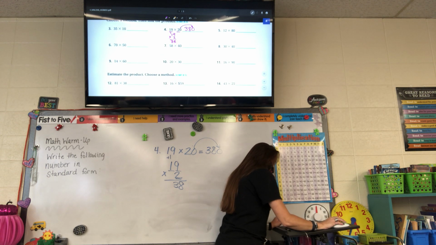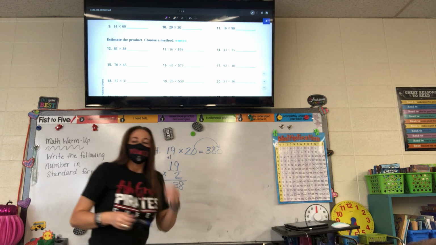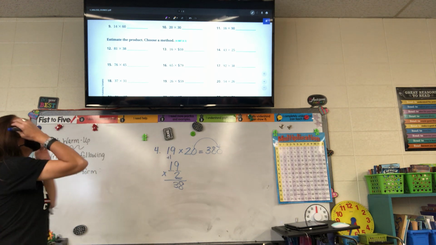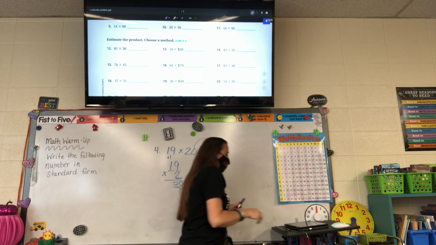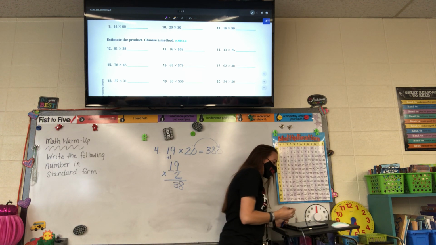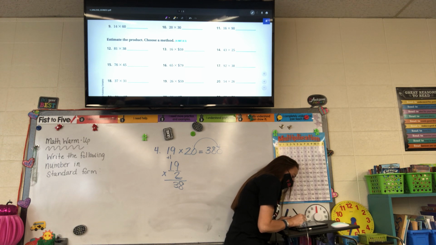Okay, now, number 12 through 20, the instructions say estimate the product, choose a method. Don't get caught up in that choose a method thing. We're going to do number 13. What does 16 round to? 20.